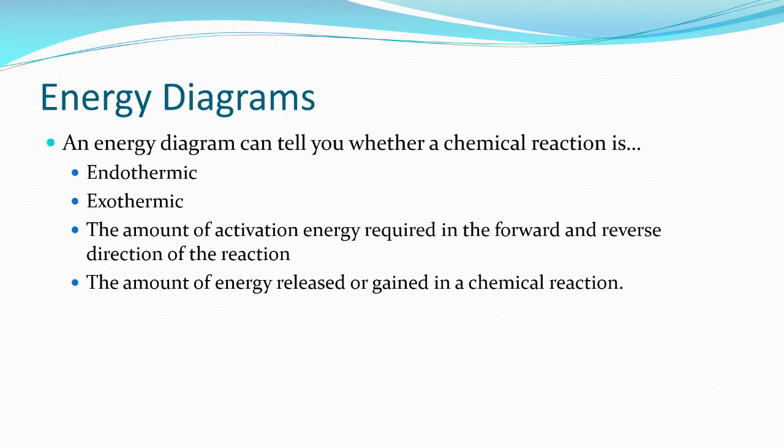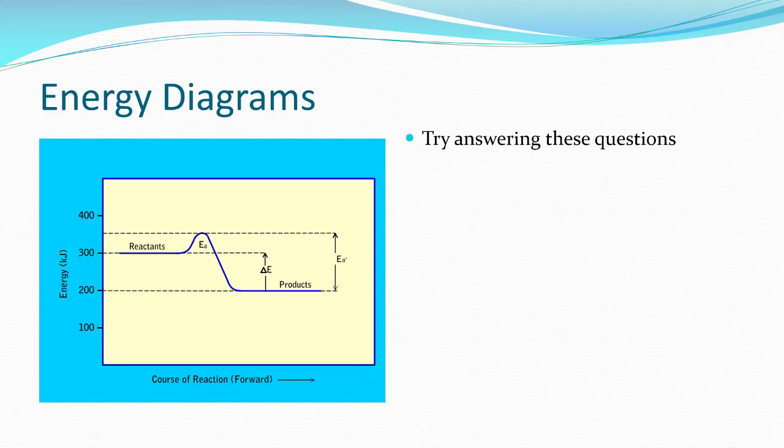So again, in an energy diagram, you can tell whether a reaction is endothermic, exothermic, the amount of activation energy required in both the forward and the reverse direction, and the amount of energy released or gained in a chemical reaction. Okay, whether that be forward or reverse. All right, so here it is. I'm going to show you a graph. And then I've got a couple questions that are going to pop up, and I'm going to go ahead and help answer these for you.